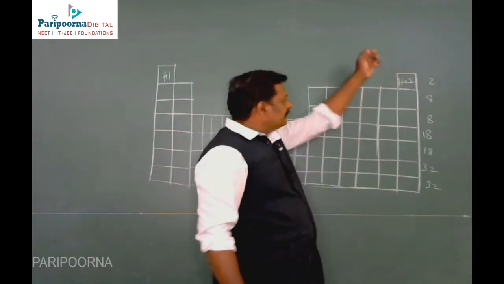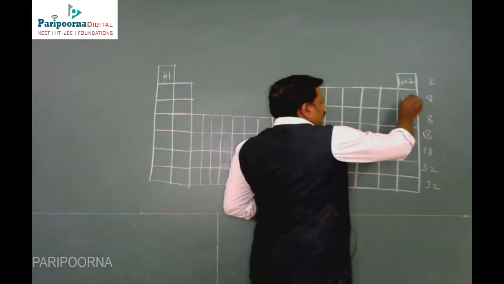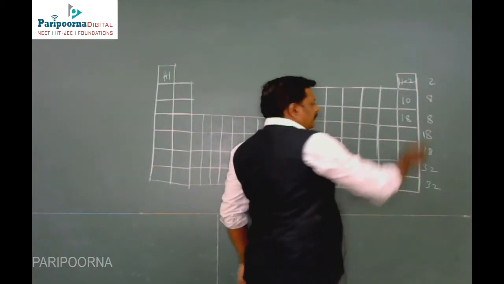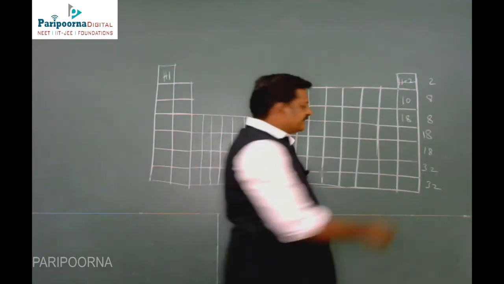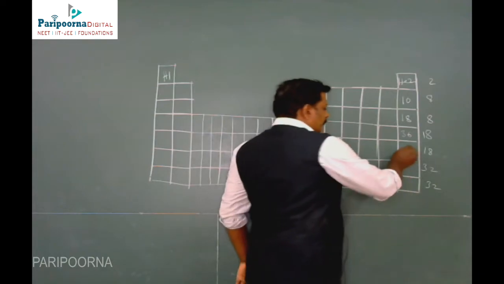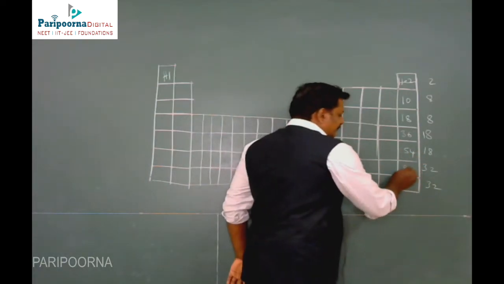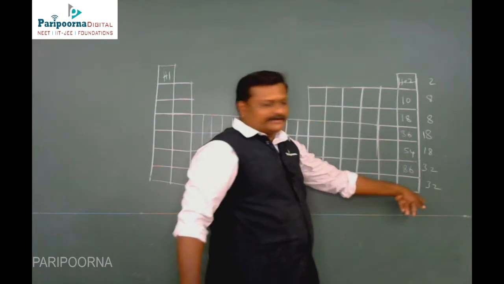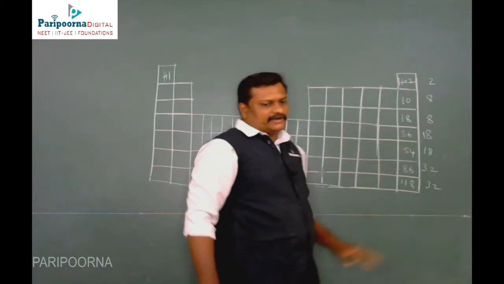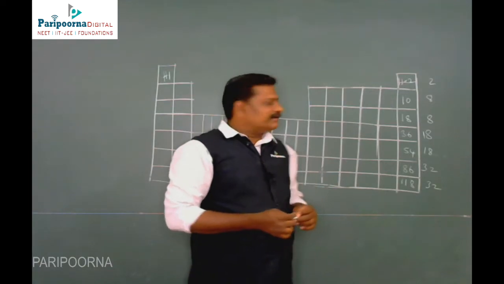Now look here: 2 plus 8 becomes 10, 10 plus 8 becomes 18, 18 plus 18 is 36, 36 plus 18 is 54, 54 plus 32 is 86, 86 plus 32 is 118. So these are the corresponding atomic numbers of the noble gases. We are getting the last group atomic numbers.